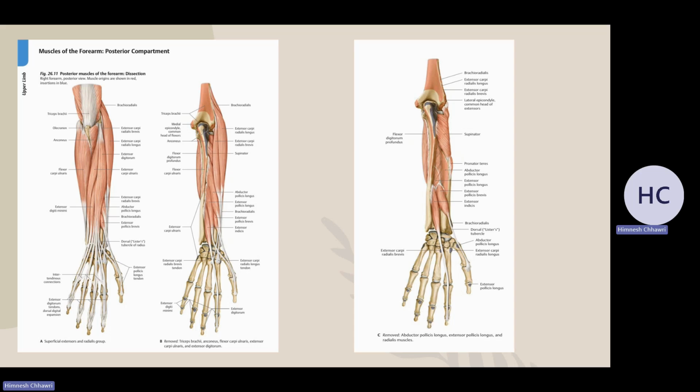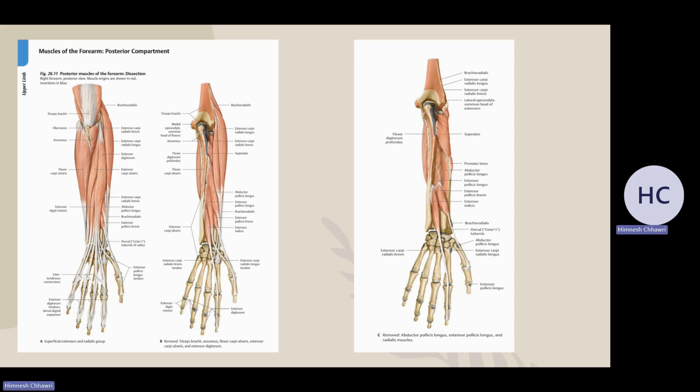So it originates from the olecranon of the ulna, from the lateral epicondyle of humerus, and radial collateral ligament, and then inserts into the radius proximal to the insertion of pronator teres. You can remember insertions of the two muscles relative to each other.